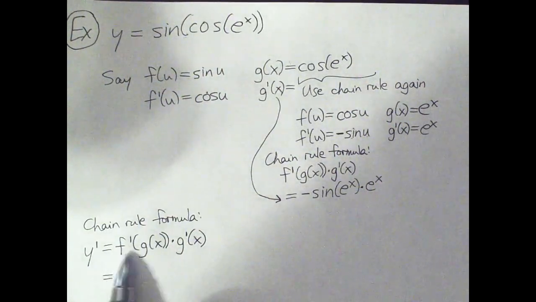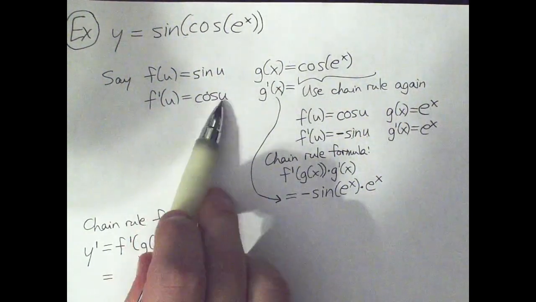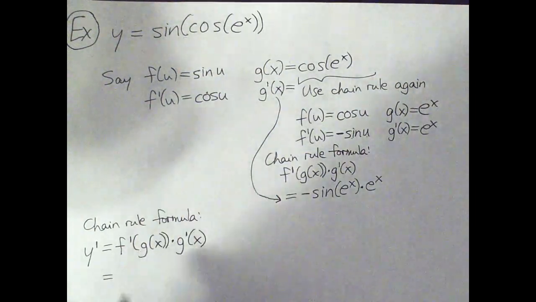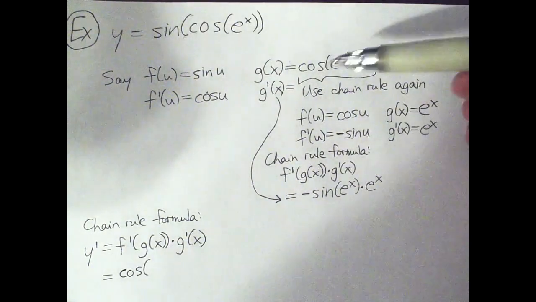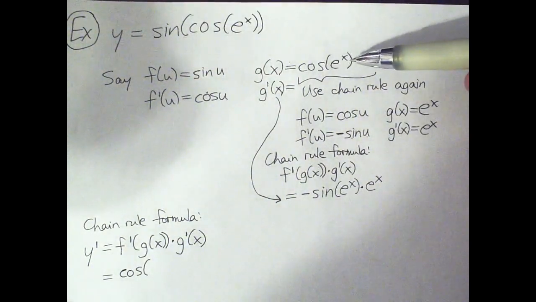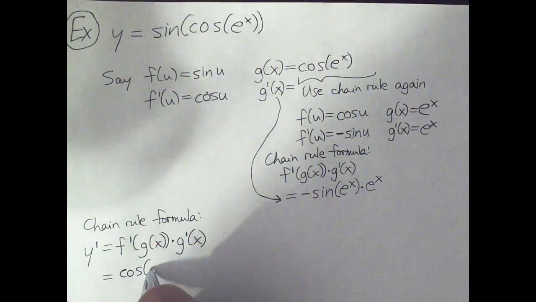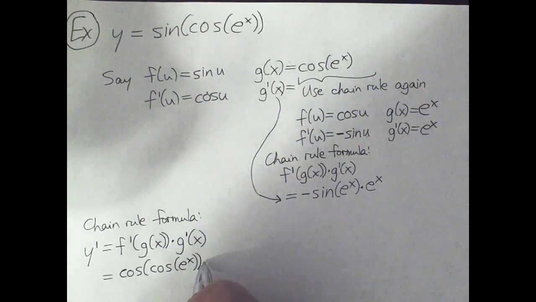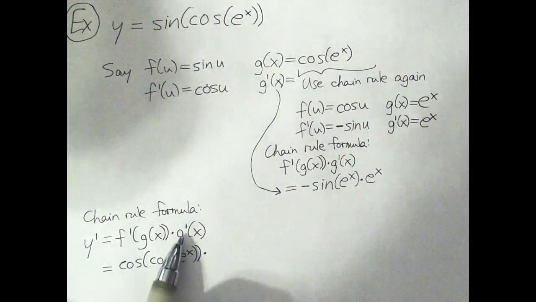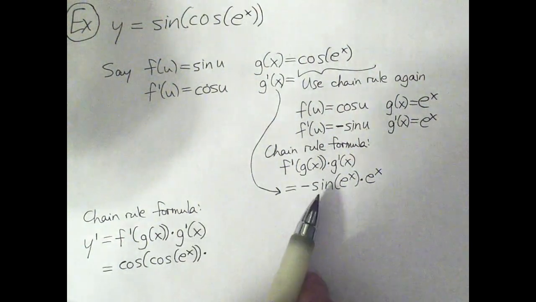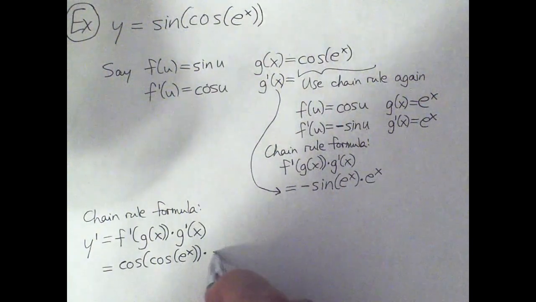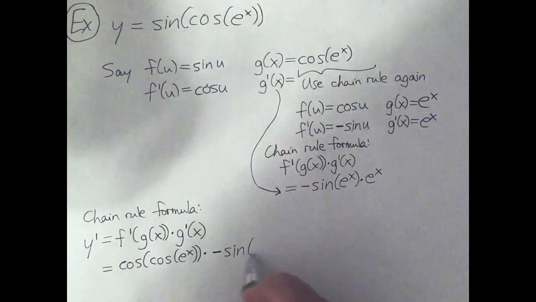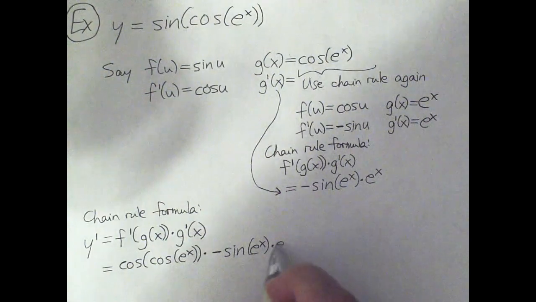F prime is this one, cosine of u. So we want cosine of something. Cosine of g of x was up here. This g needs to go in. So cosine e to the x times g prime of x. It's this g prime of x that we just found. So negative sine e to the x times e to the x.